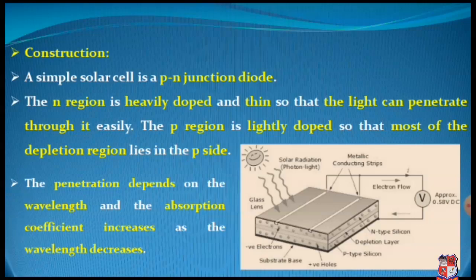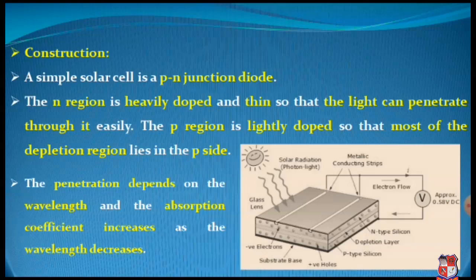Let's go through the construction in detail. The N region is heavily doped and thin so that the light can penetrate through it easily, and that's why we have kept the N junction or N-type silicon layer at the second stage. The P region is lightly doped so that most of the depletion region lies in the P side, as we can see from the figure.